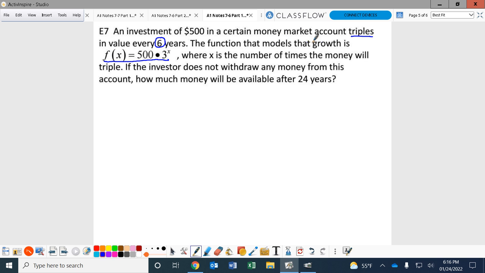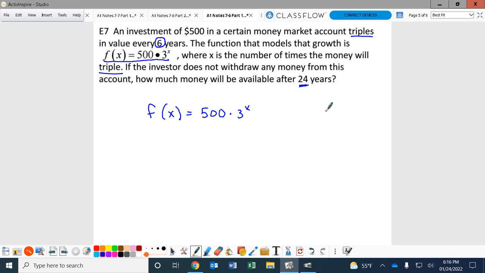The function that models that growth is this, so we're going to write it f of x equals 500 times 3 to the x, where x is the number of times your money will triple. That's how many times it'll triple. If an investor does not withdraw his money from this account, how much will be available after 24 years? Now here's the tricky part. 24 is not your x because it doesn't triple every year. It only triples every 6 years.